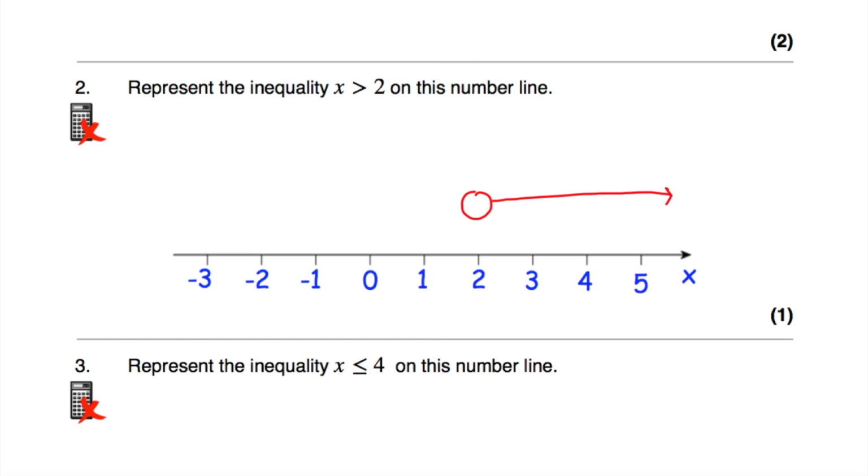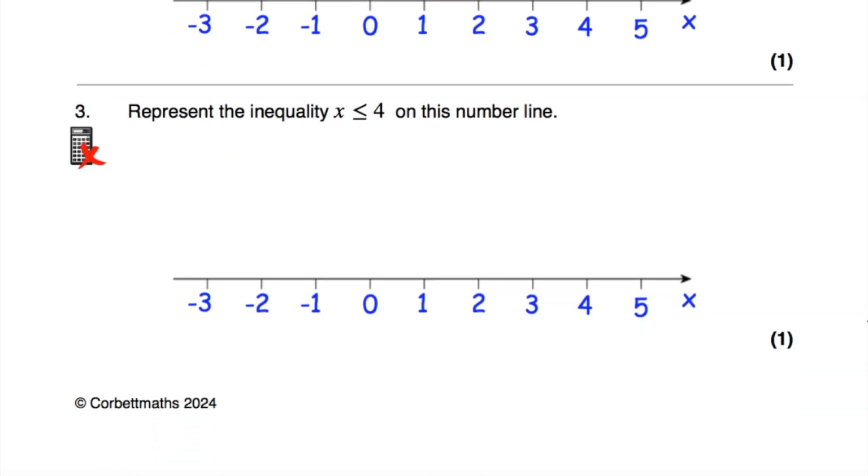Okay, let's look at our next question, question number 3. We've been asked to represent the inequality x is less than or equal to 4 on this number line. Because this is less than or equal to 4, we're going to do a shaded in circle at 4. And it's less than or equal to, so we're going to put an arrow to the left. And that's it. So that would represent x is less than or equal to 4 on that number line.